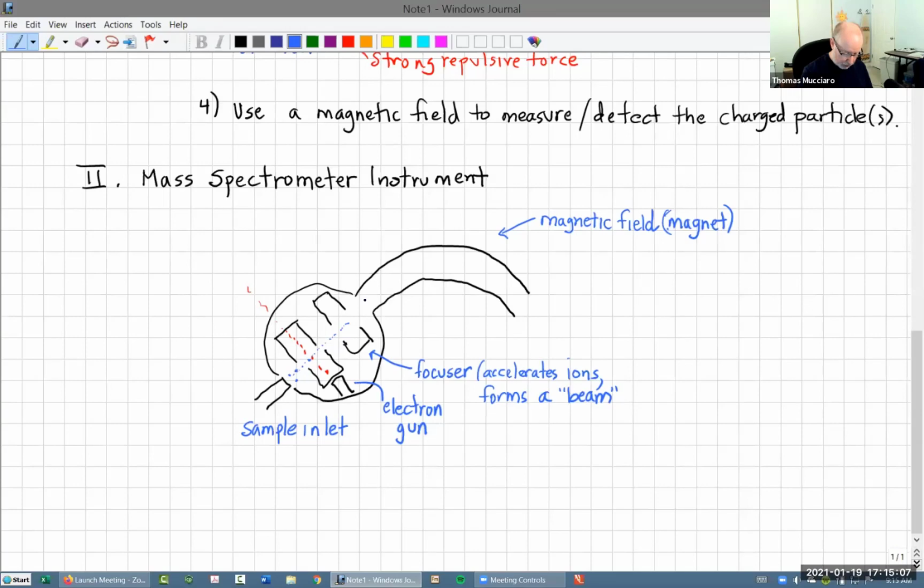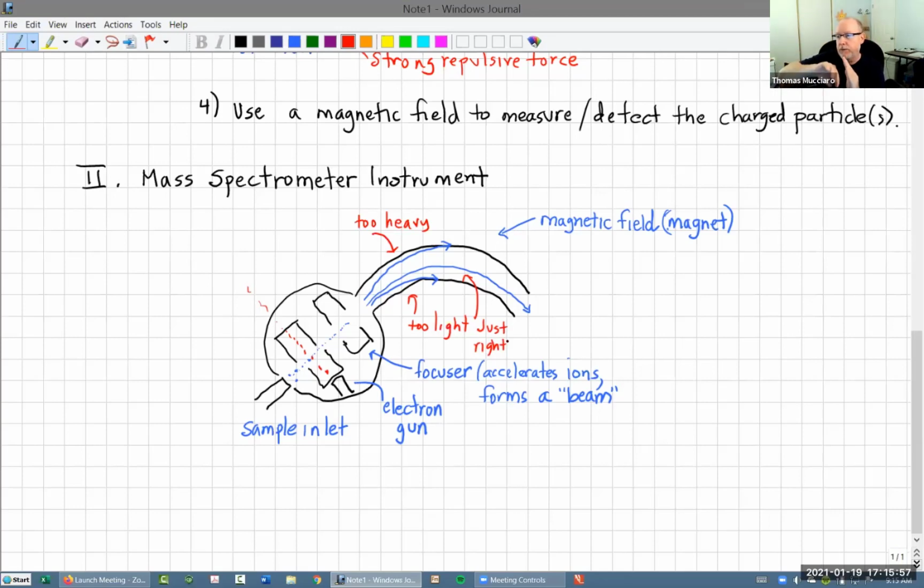So I'm going to try to draw this, but so we'll have one that'll move like that, but it won't be far enough. We'll have another one that'll move like that, but it'll hit the wall here. But there should be one ion mass that would be perfect to go all the way through the curve. So the ions go into the magnet, starts causing them to curve.